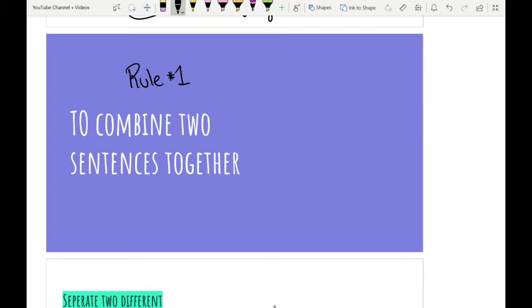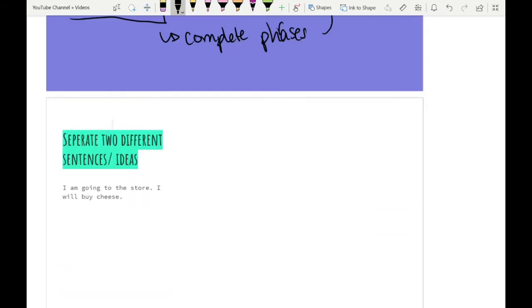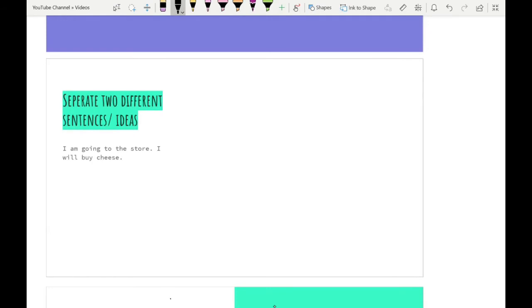Two sentences, what I really mean by here is two complete phrases. But really what I mean is kind of the two sentences right up there that we talked about. So let's take a look at some examples down here. Now, if we take a look at our first one, I am going to the store and I will buy cheese. Are these two full sentences? Yes, they are. We have our subjects right here, I, and our verb, am going.